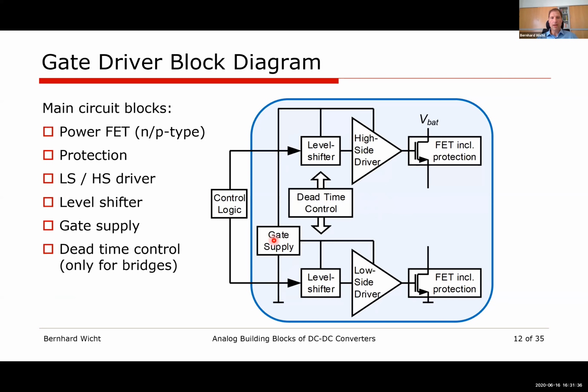Then we need to supply our gate drive voltage. Typically it can come from a linear regulator. For the high side in particular, we need to talk about bootstrapping. So that's the gate supply block. And finally, if we use a half bridge, which means we connect both transistors here, then we want to make sure that they do not conduct at the same time. So we need to have some kind of dead time control.